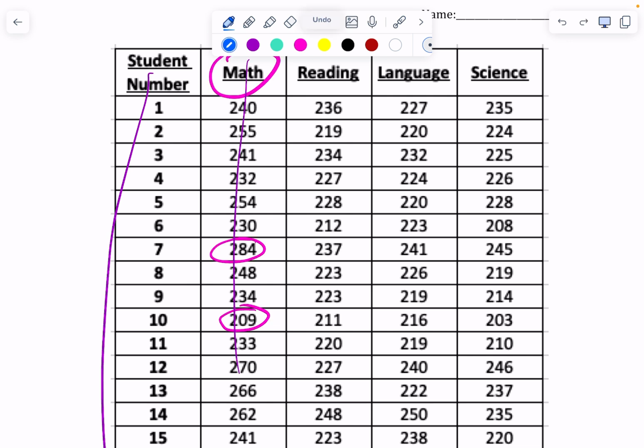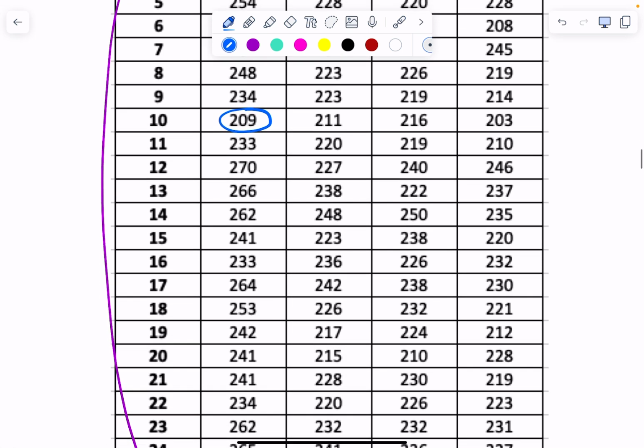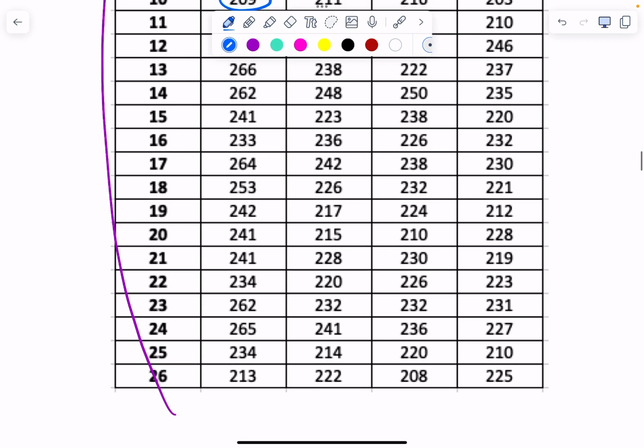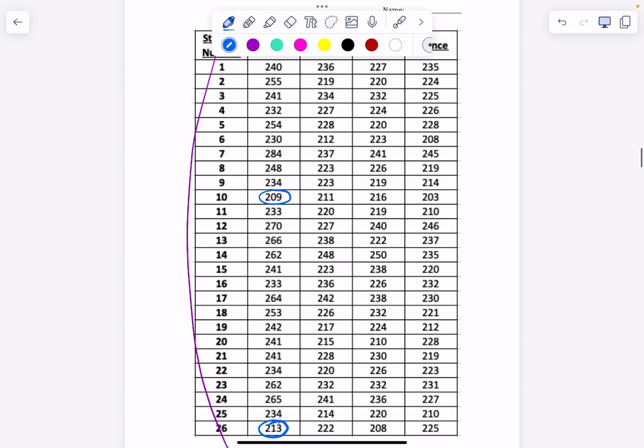I'm going to do this in blue. 200 to 219. That's it. Those 2. We've got 2 of them. So on your sheet, put 2. We're not doing the tally column. If you want to skip the tally column and just go straight over to the frequency column, put 2 in the first row.